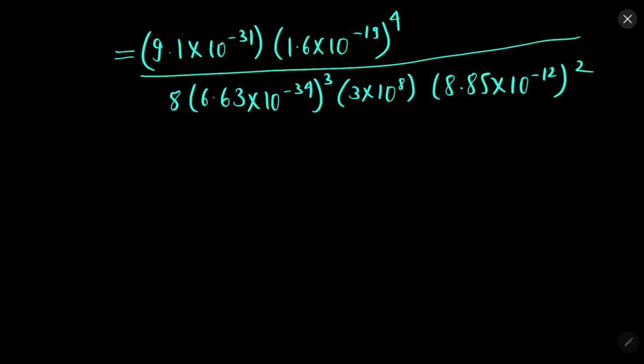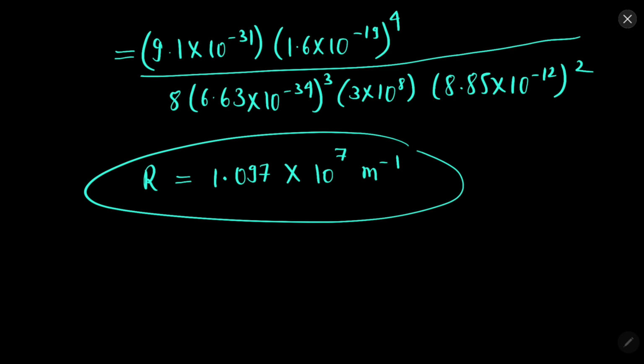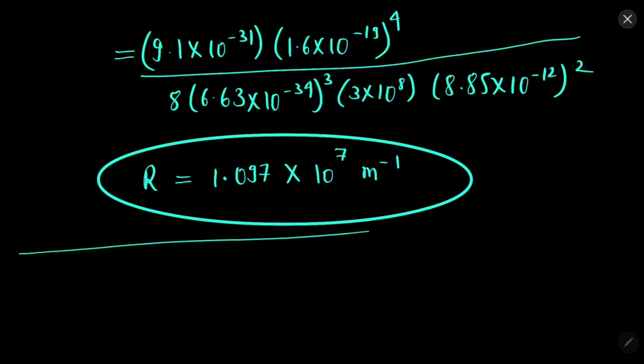What we will obtain here is R approximately 1.097 into 10 to the power 7 per meter. This will be the value that we obtain from putting all the values.